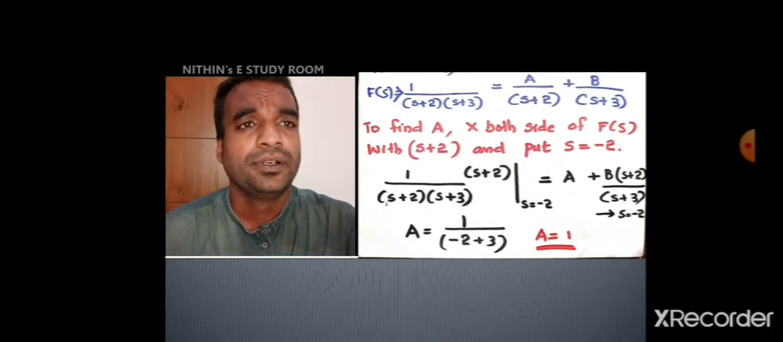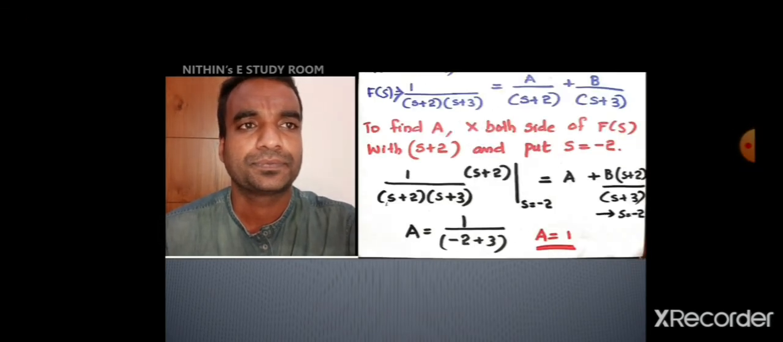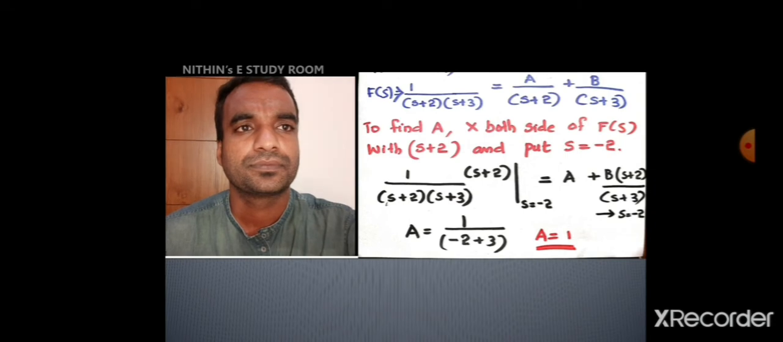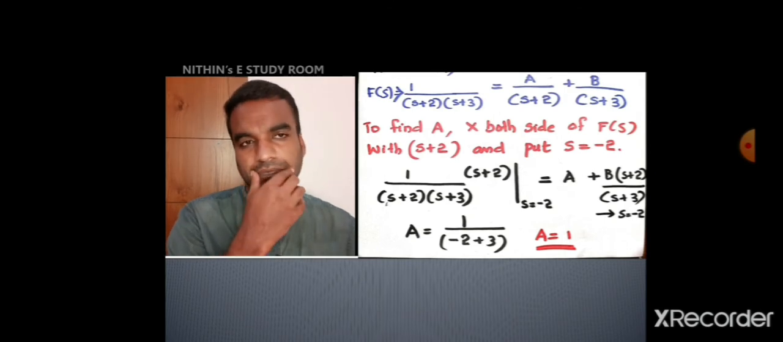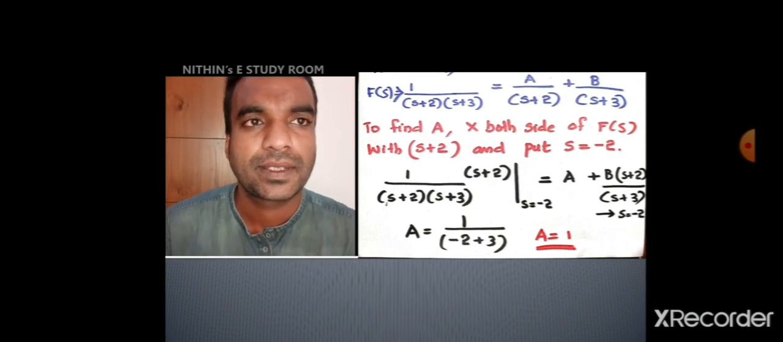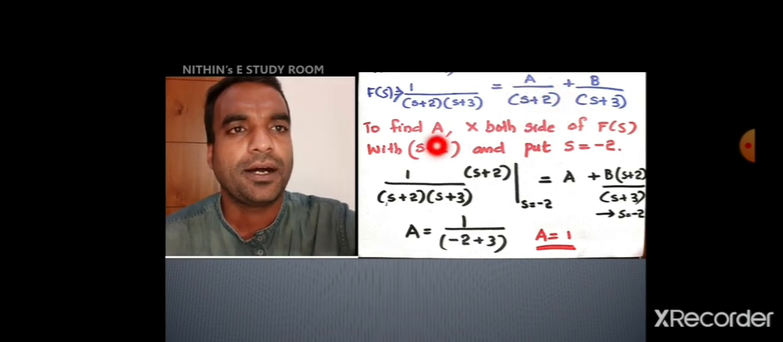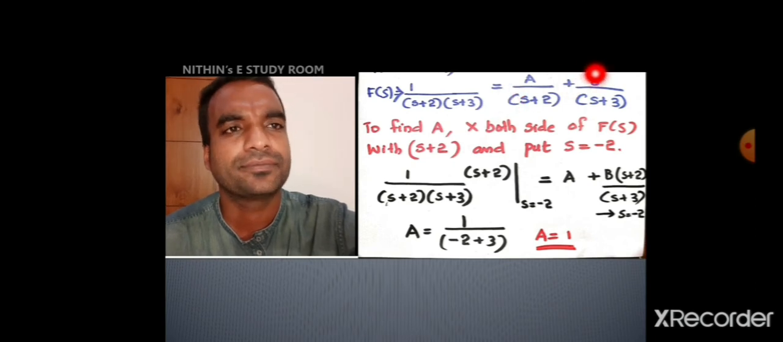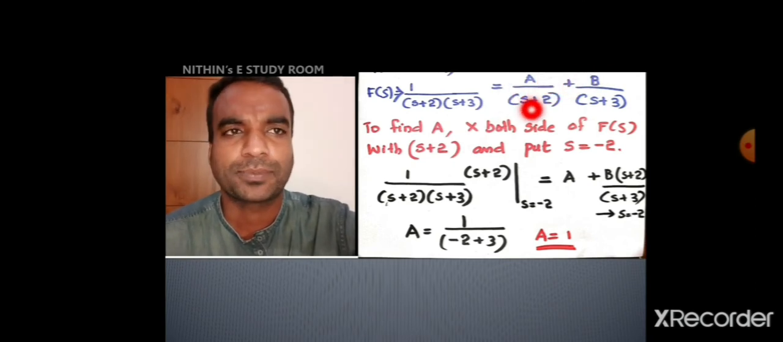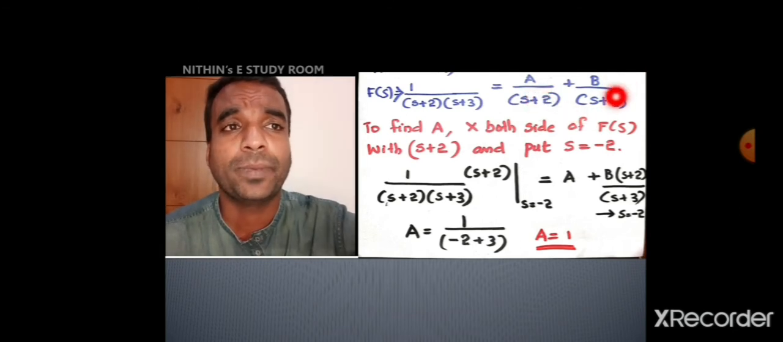So you have to cross multiply on both sides with s plus 2. You know that if you are cross multiplying with s plus 2 on the right side, what you will get? A into s plus 2 by s plus 2, so s plus 2 and s plus 2 will get cancelled. And b into s plus 2 by s plus 3.